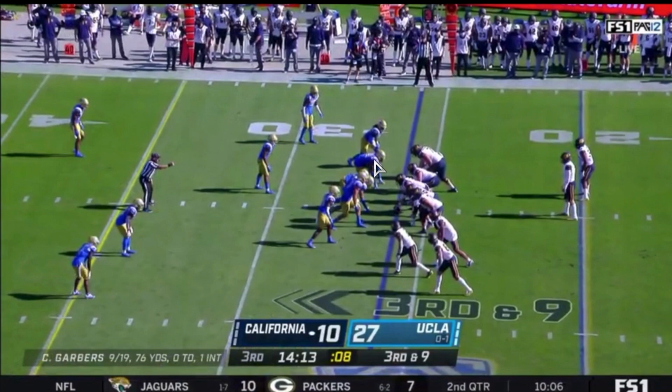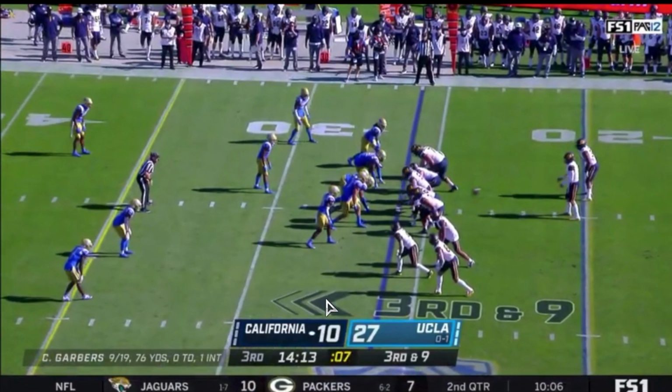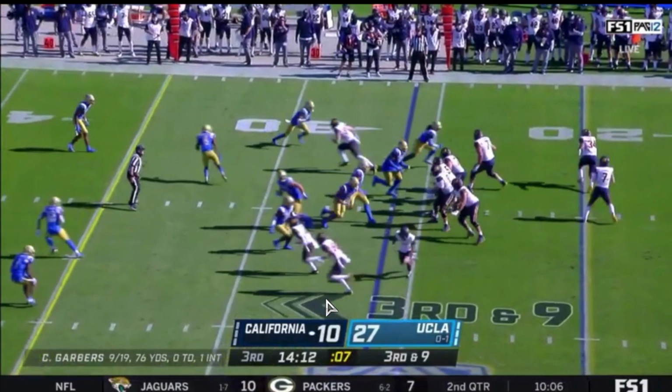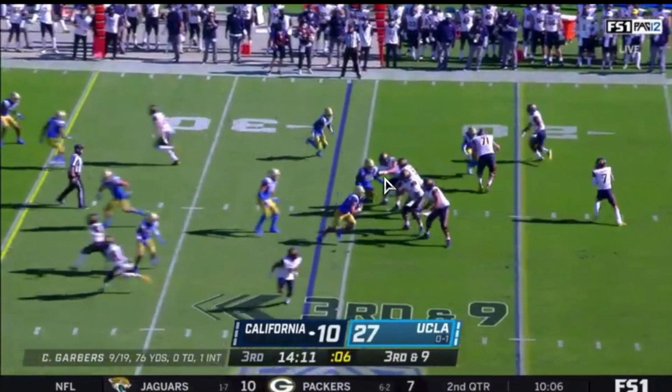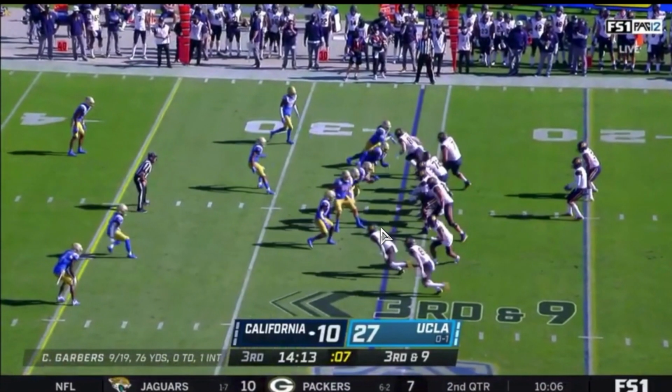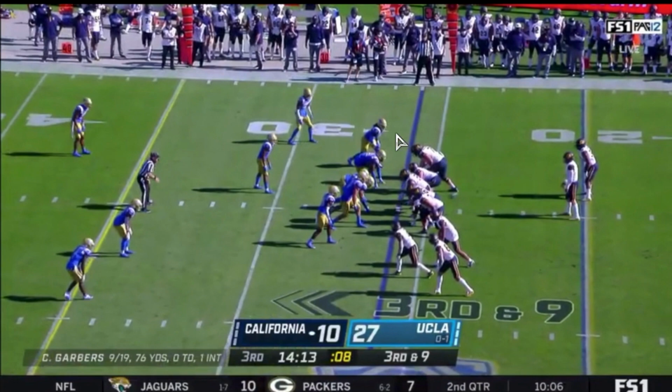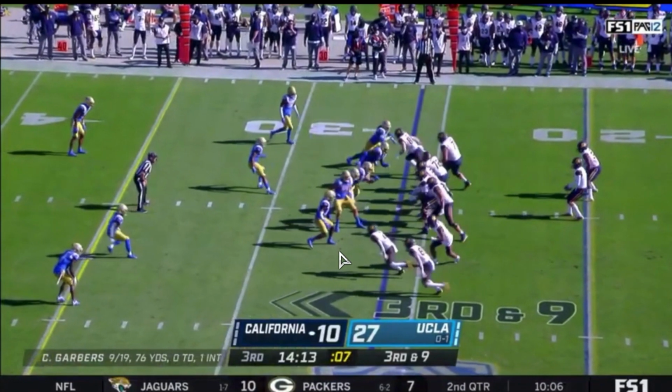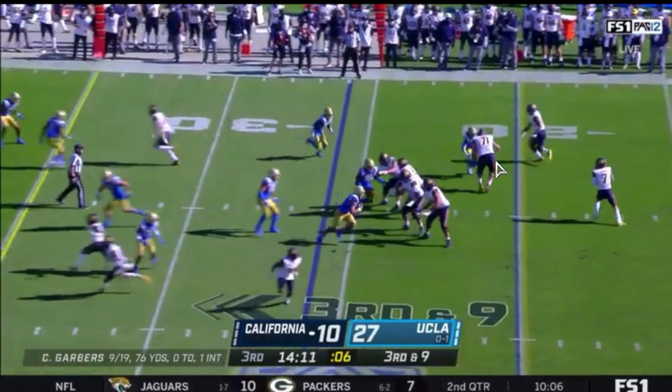So keep an eye on this defender right here. Watch what he does after the snap. Okay, he works down inside toward the hash, and the right guard has to come with him. In the same vein, the right tackle here is going to be responsible for the stand-up end on the edge, so when that guy rushes around the outside, the right tackle has to work out to block him.